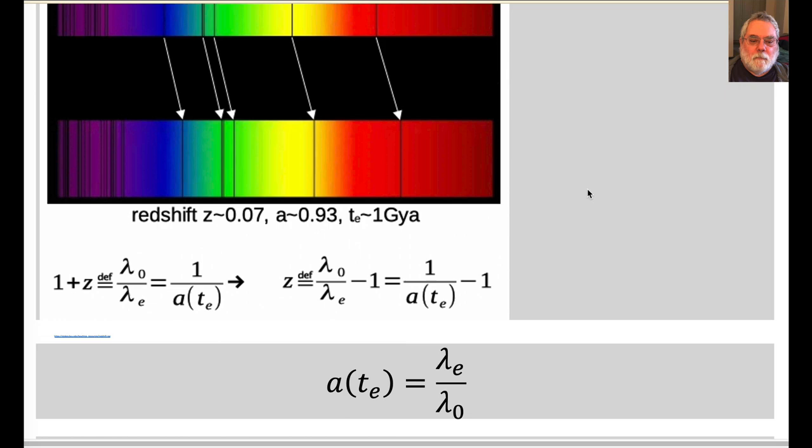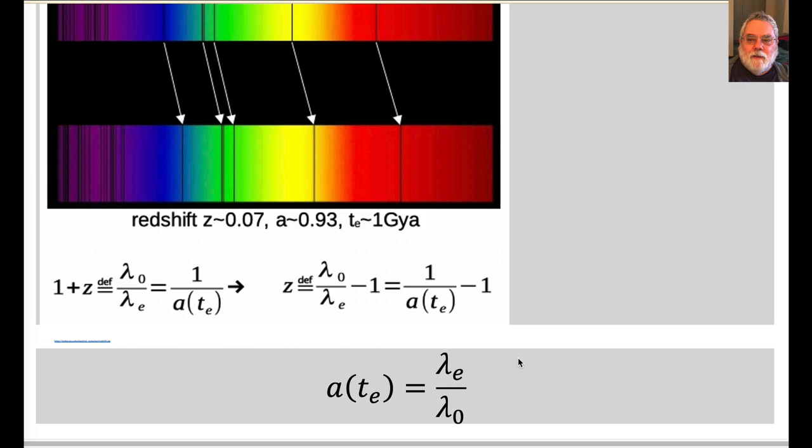The astronomer divides the wavelength they infer was emitted by the detected redshifted wavelength, and this tells the astronomer the scale factor of the universe at the time that light was emitted from the distant galaxy. Later we will see how to use the scale factor to infer the age of the universe when that light was emitted from the distant galaxy.